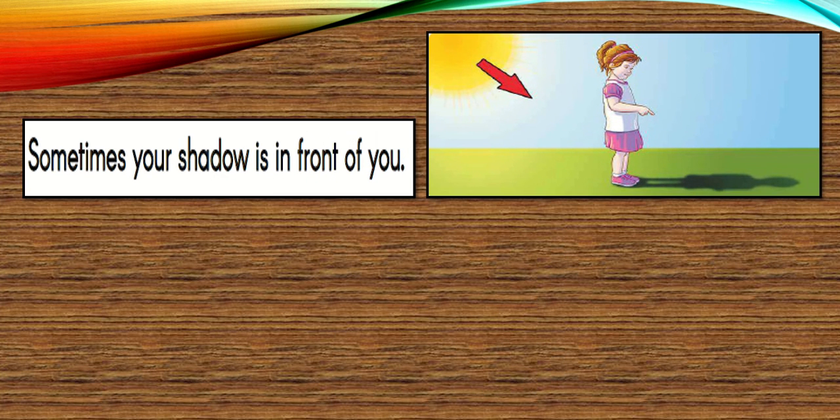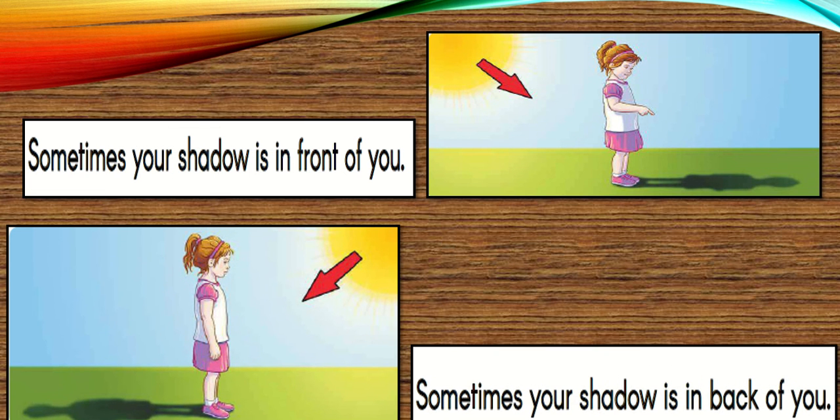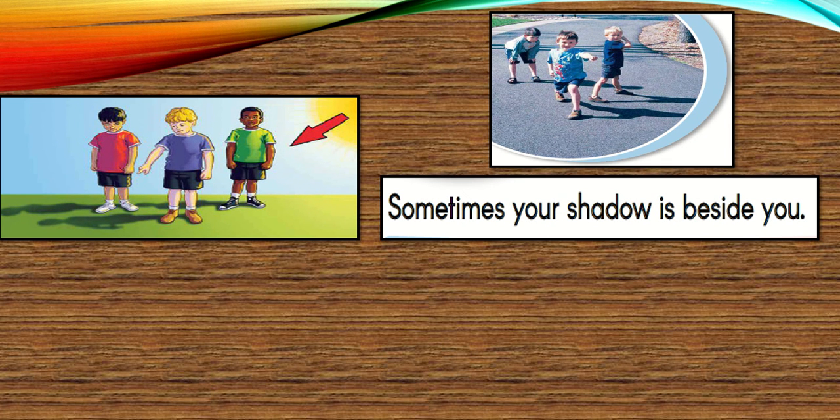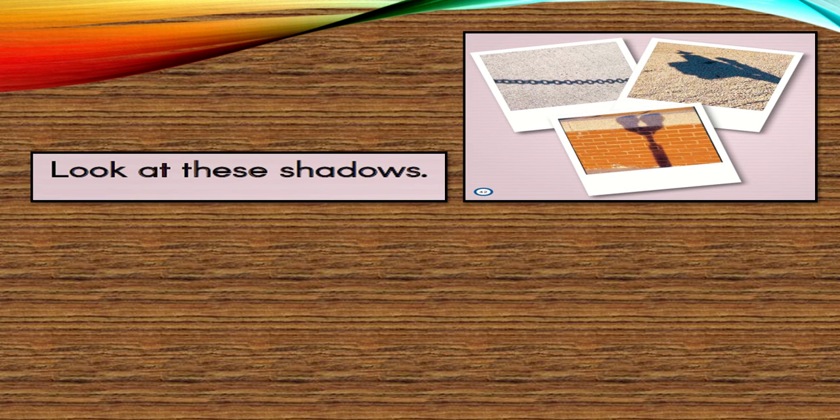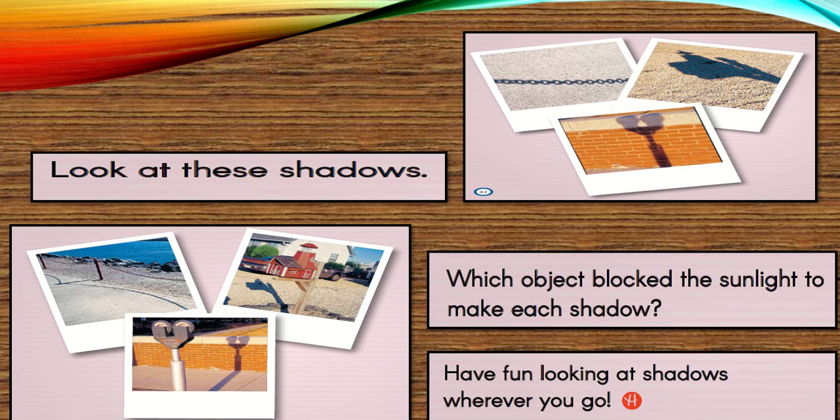Sometimes your shadow is in front of you. Sometimes your shadow is in the back of you. Sometimes your shadow is beside you. And sometimes if a cloud blocks the sunlight, you will not or you won't have a shadow. Look at these shadows. Which object blocked the sunlight to make each shadow?